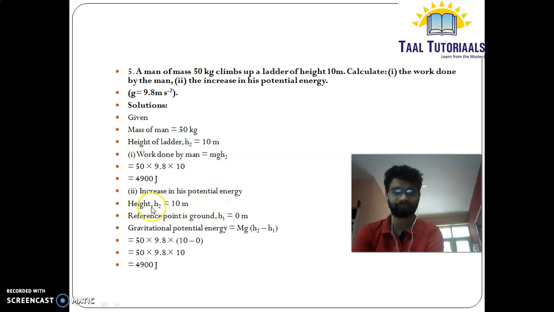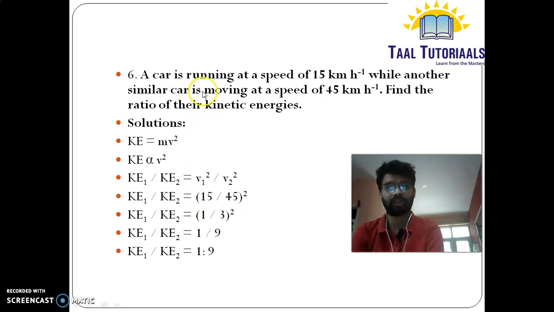So here H1 means he is going from down to up. H1 is 0, and H2, the maximum level he reaches, is 10 meters. So the total difference is H2 minus H1, that is 10. So again 50 into 9.8 into 10, because the difference is 10 only, so it will come the same 4900 joule. Next question which we are discussing today is again comparison.